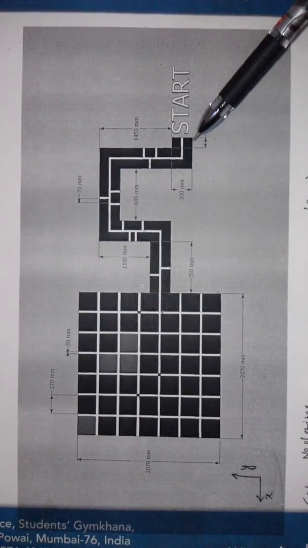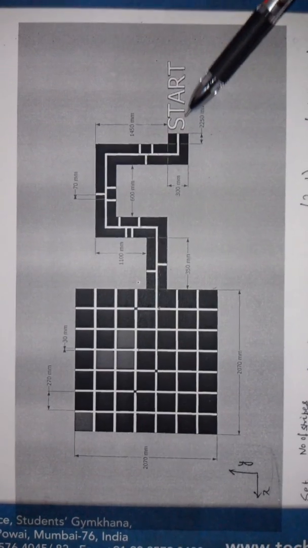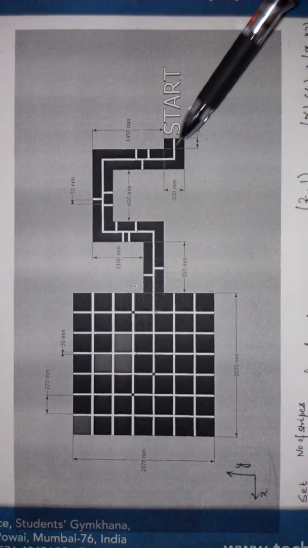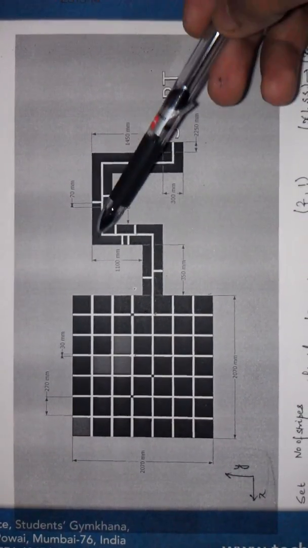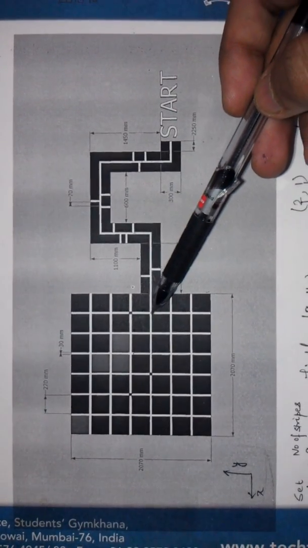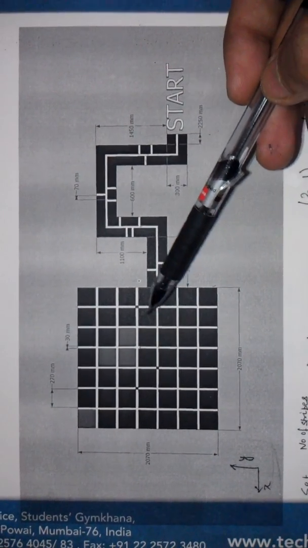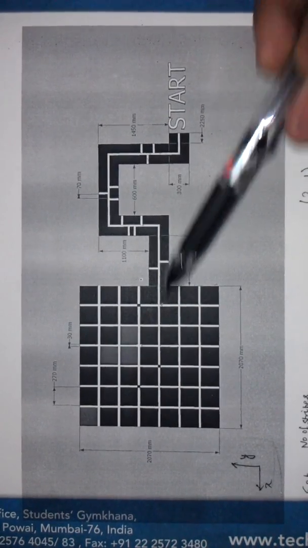What you have to do in part 1: the bot has to start from this point, which is the starting point, and it will have to travel along this path to reach this point, which is 0, 2, the starting point of part 2. Remember, this is the starting point.